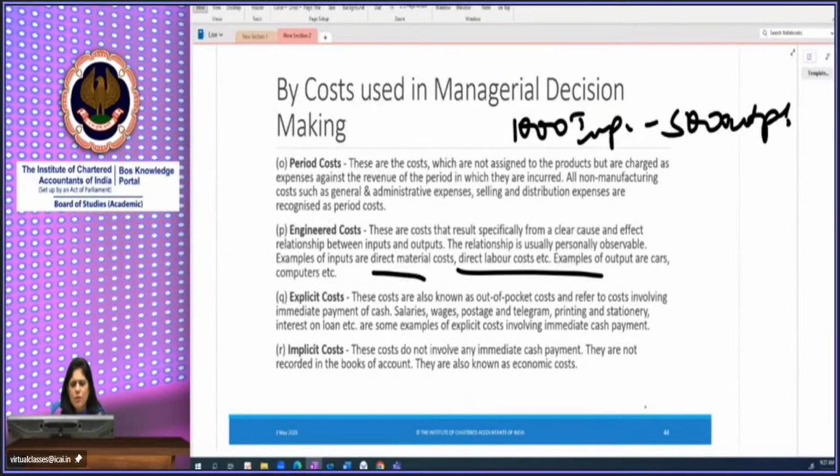Explicit cost, I told you, is out-of-pocket cost, where there will be a cash outflow. Whatever expenditure you are making in cash, salary, rent, telephone, electricity, repairs and maintenance, anything which you are paying in cash and are recorded in the books is called explicit. I'm repeating. Explicit costs are those you are paying in cash and also recording in the books. That is called explicit cost.